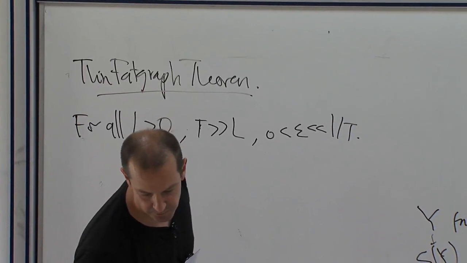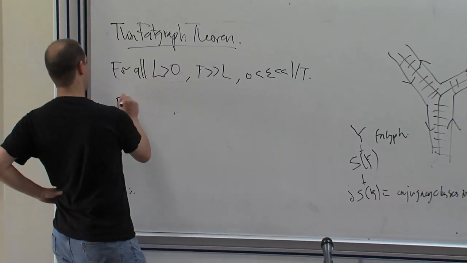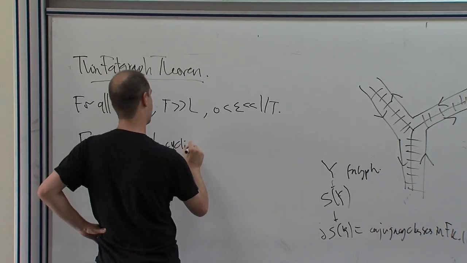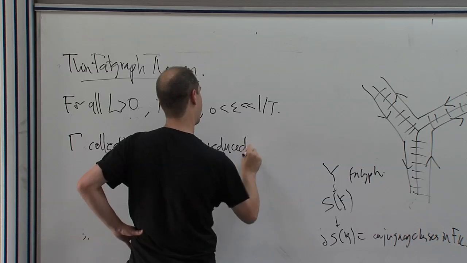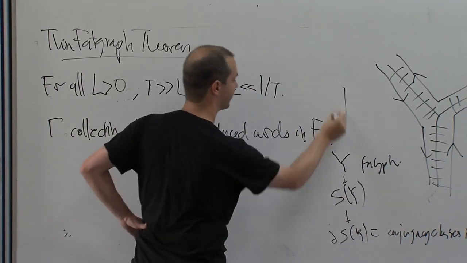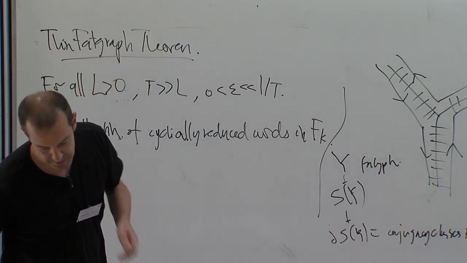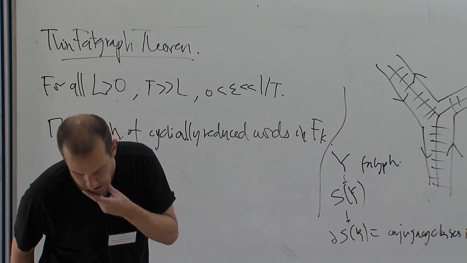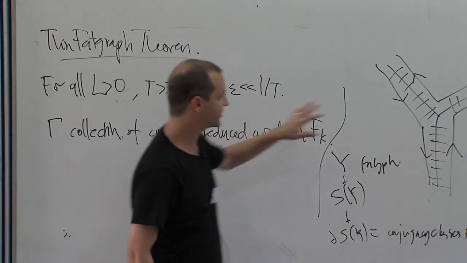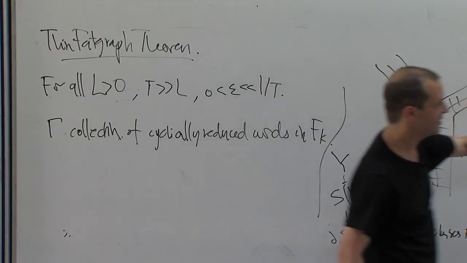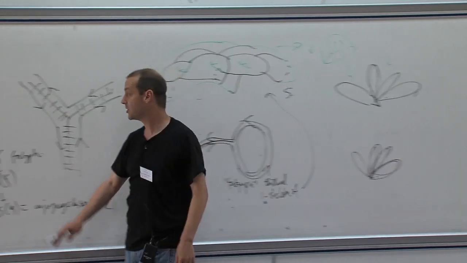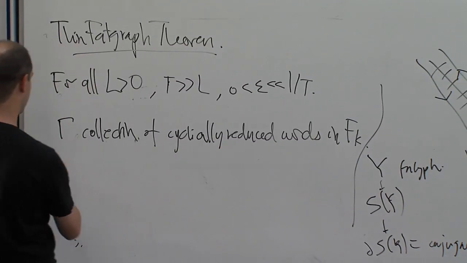So what do we have? We've got a collection of words. Gamma is going to be a collection of, let's say, cyclically reduced words in FK, so a bunch of conjugacy classes. It might just be the same word over and over, or the same word in its inverse over and over. And in order for this collection of words to bound a surface, the homology class in the free group it represents has to be 0. So we want it to be a homologically trivial collection of cyclically reduced words.